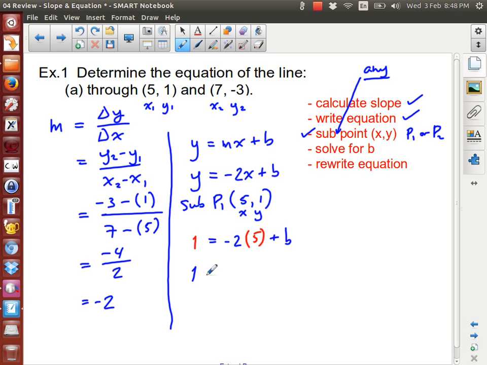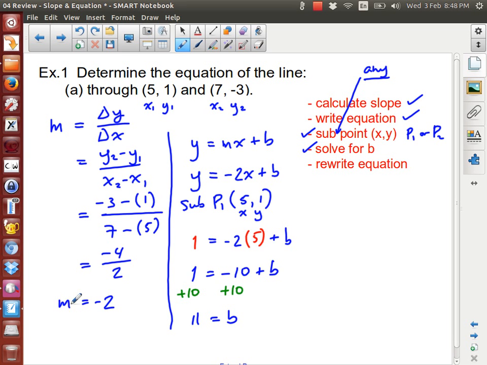So I end up with 1 equals -2 multiplied by 5 is -10 plus b. And now we have a little equation here to solve. And so how do I move this -10 from the right side over to the left side? Because I want b isolated, I want b by itself. The way that I do that is I'm going to add 10 to both sides. Add 10 to both sides. 1 plus 10 gives me 11 is equal to b. So there we go. I've solved for b.